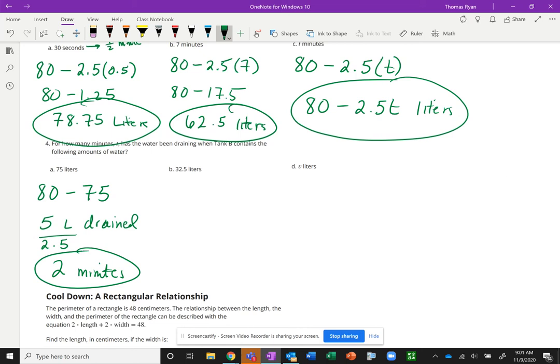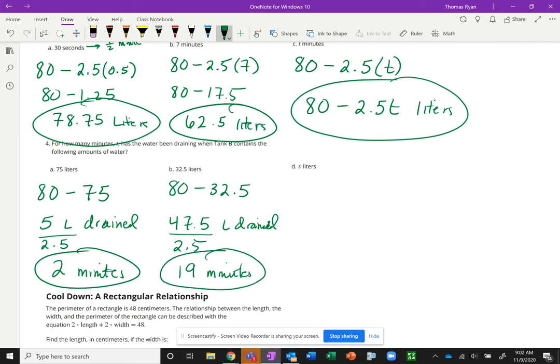Same thing. What if we have 32.5? We started with 80. Let's subtract what is currently in there so we can see how much drained. 47.5 liters drained. Once again, if we know the rate 2.5, we can figure out how much time had passed. 19 minutes. That should make sense because a lot more water drained, because instead of 75 liters left, there was all the way down to only 32.5.